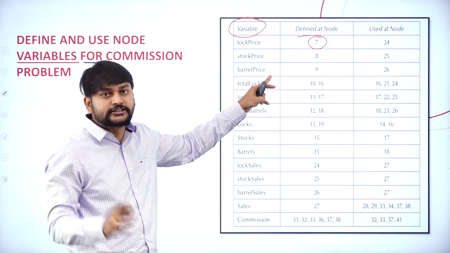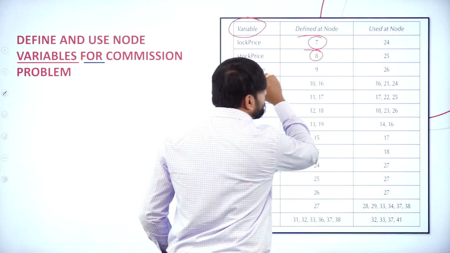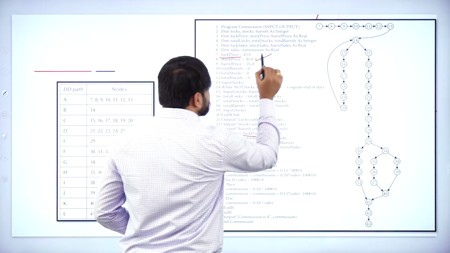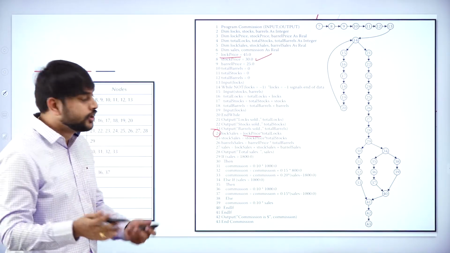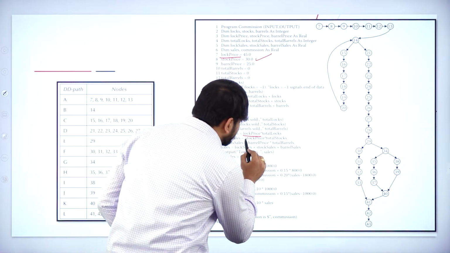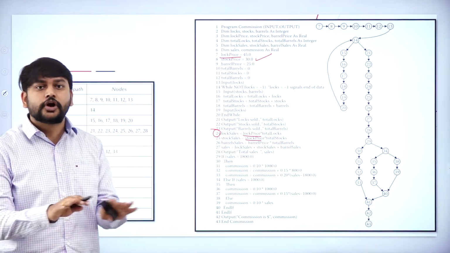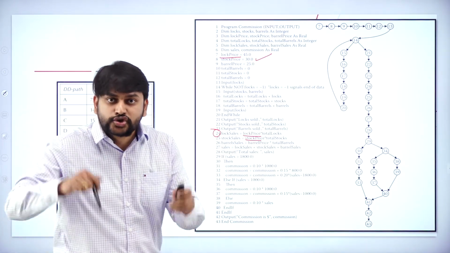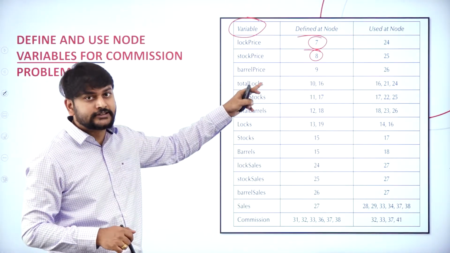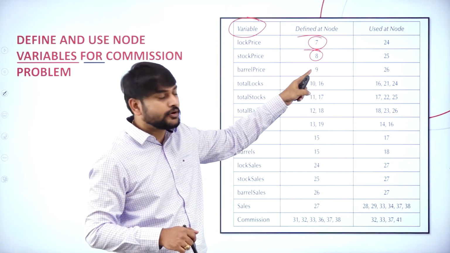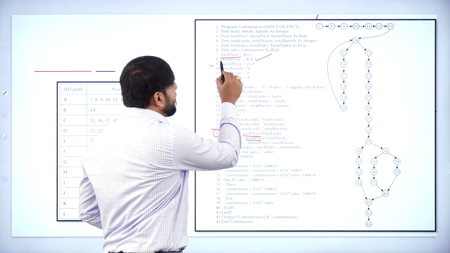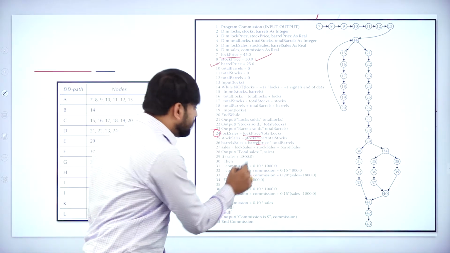I'll show you the next one. I have stock price. I have defined the stock price in line number 8. This is where I have defined it, but where did I use it? Please check that I have used it in line number 25. Till there, I have not used it. In the same way, the next variable is barrel price. Barrel price was defined in line number 9 and used in line 26.